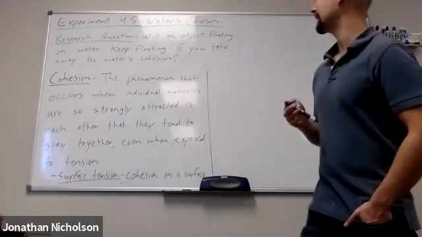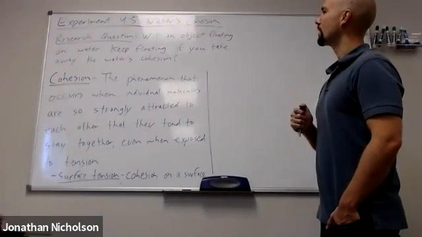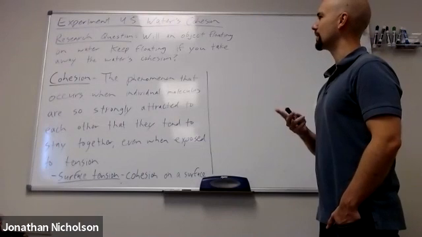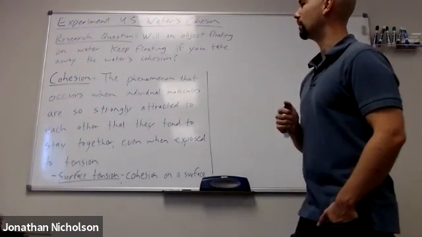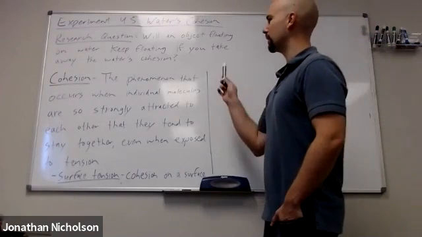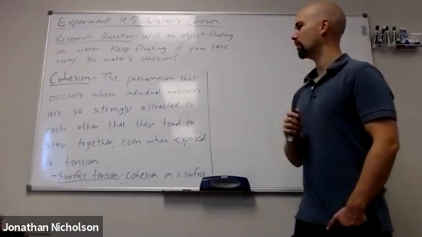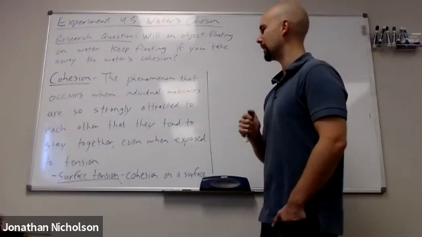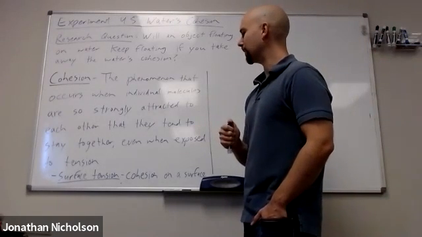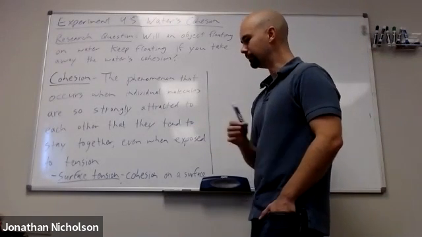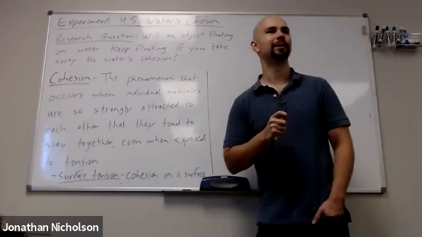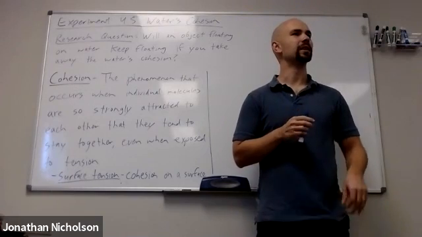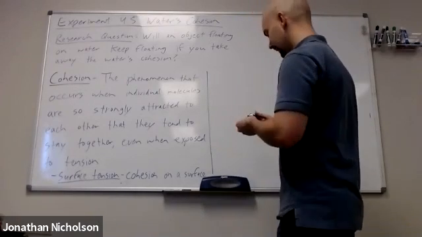All right, so this is a pretty fun experiment. Water's cohesion. So the research question: will an object floating on water keep floating if you take away the water's cohesion? Here's a definition of cohesion. It's the phenomenon that occurs when individual molecules are so strongly attracted to each other that they tend to stay together even when exposed to tension. And if you're talking about cohesion on the surface, what do we call that? Surface tension, yes.